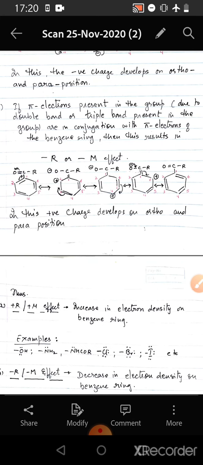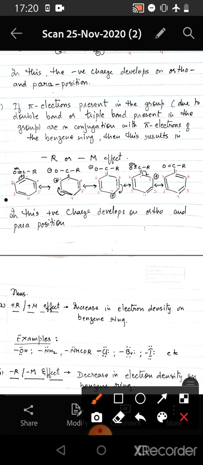Now, if the pi electrons present in the group due to a double bond or triple bond are in conjugation with the pi electrons of the benzene ring, then this results in minus R or minus M effect. So, if we consider this compound in which the substituent has a double bond between carbon and oxygen.